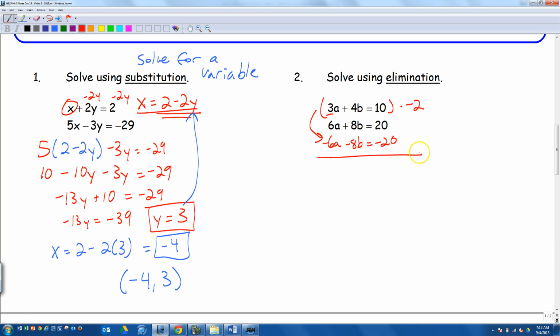Now, this is actually going to be a special case. I did this, and now I'm going to add these two together. You get 0 plus 0 equals 0. Everything cancels out. So 0 equals 0. That is a true statement. When you get this, you will have infinitely many solutions. They're basically the same line, it's just that one was multiplied by 2.